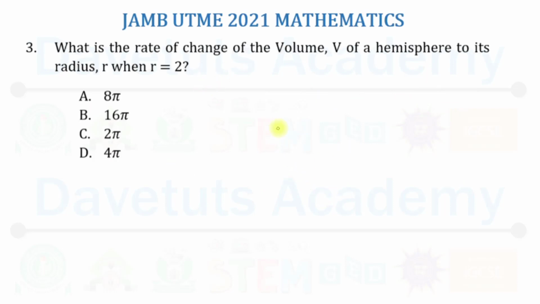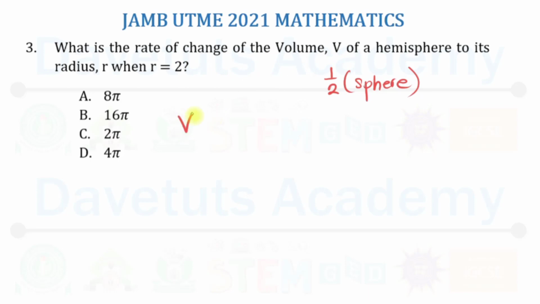In this question on the application of differentiation, we are being asked what is the rate of change of the volume V of a hemisphere to its radius when the radius is 2. So the very first question we need to ask ourselves is what do they mean when they are talking about hemisphere? When you hear the word hemisphere, that is referring to half of a sphere. And particularly in this question, we are talking about the volume of that sphere.